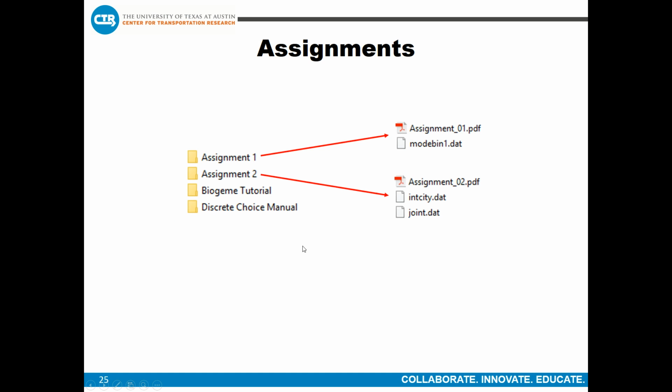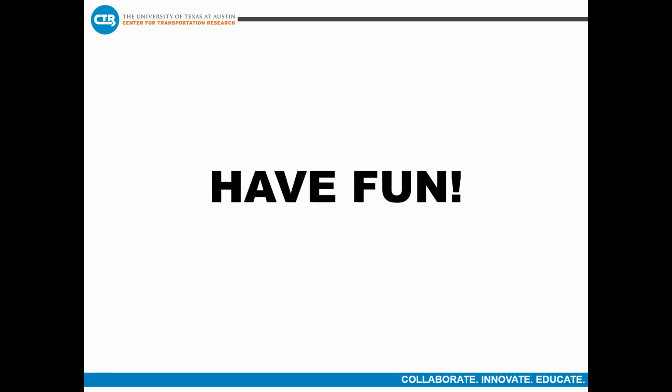Just a quick note, there are 2 assignments. I've put them each in their particular folder, and I have already separated the data files for each of the assignments in those folders. This first assignment is just for you to get more acquainted with Biogeme and to play around with simple binary choice models. Here we're going in assignment 2. We're going to start looking at a bit more complex multinomial logit models.